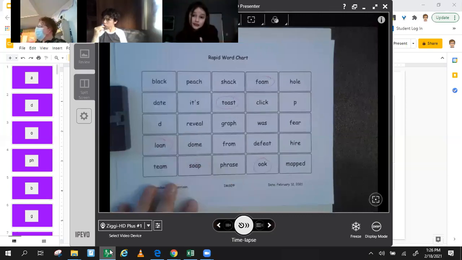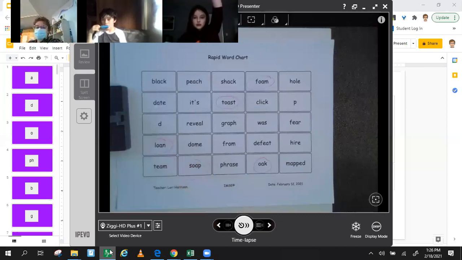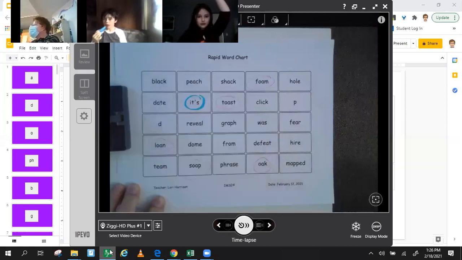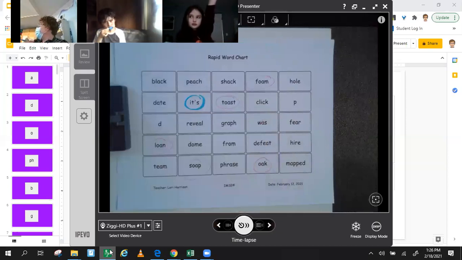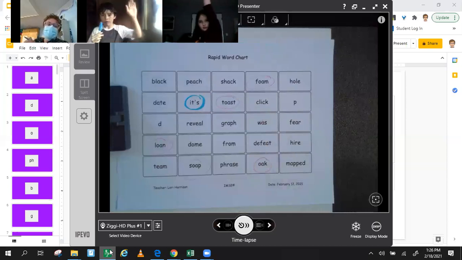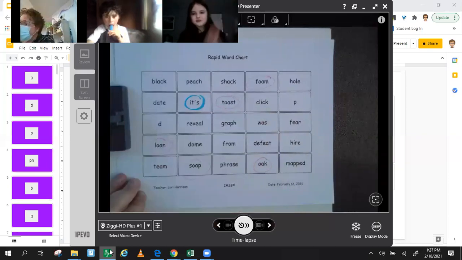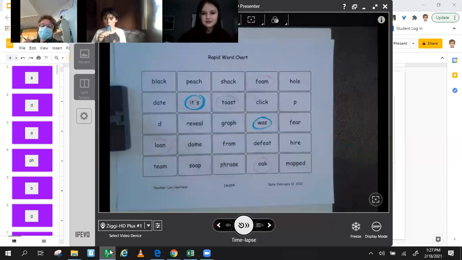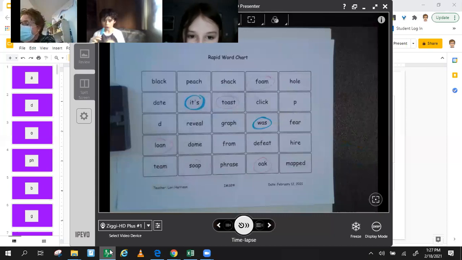All right, who sees this week's Red Words? Who sees this week's Red Words? Sunny, what do you see? It has the apostrophe, so it's short for. Very good. What's another one, Charlie? Was. Very good. Awesome. And there's one more. Who sees the one more? Max. From. Very good. There's our three red words for this week.